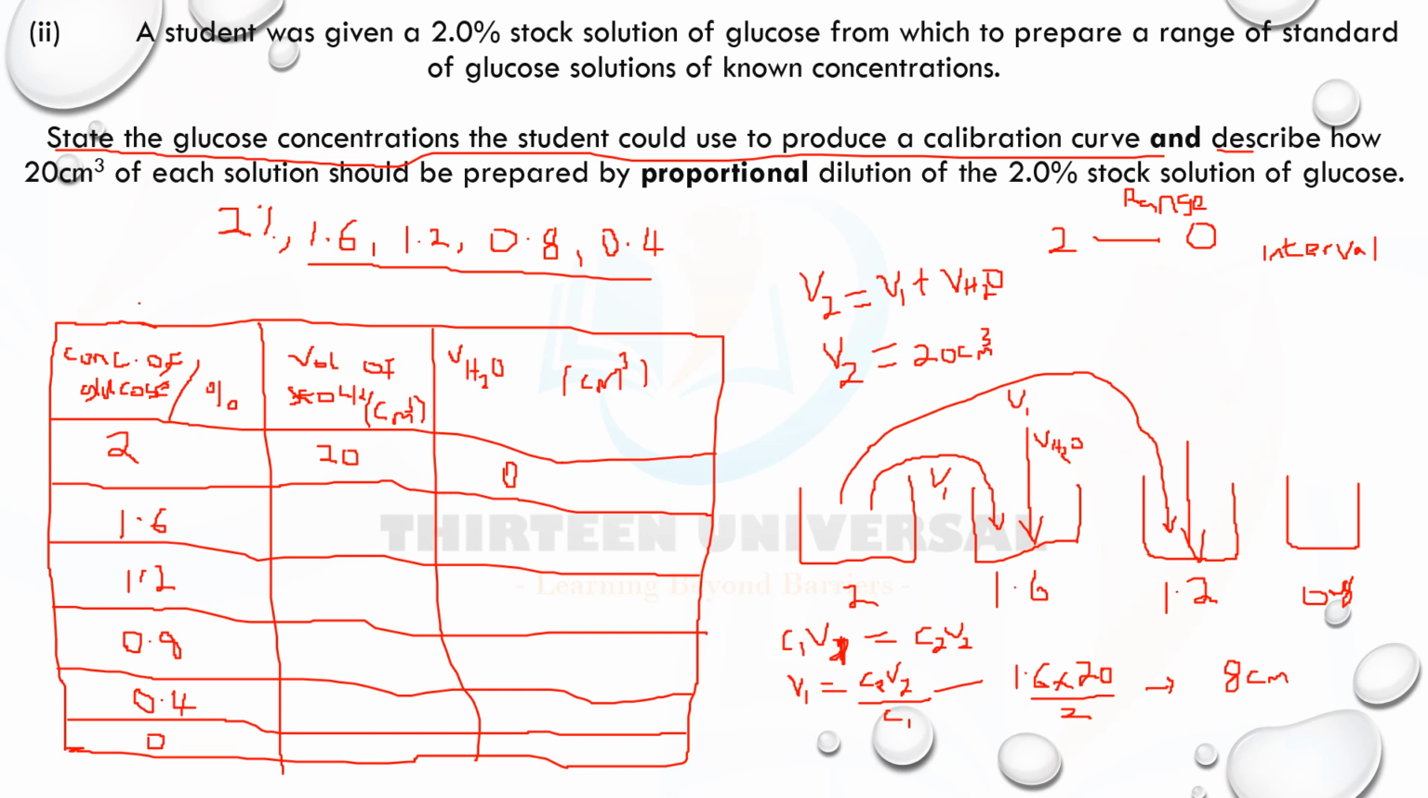Is that okay? So I know to produce 1.2, I'm going to take 8. Is it 8? This is going to be 32. No, it's not 8. So 1.2 times 20 will give us what? 32. 32 divided by 2 will give us 16. Yeah, that's it, 16. Good.